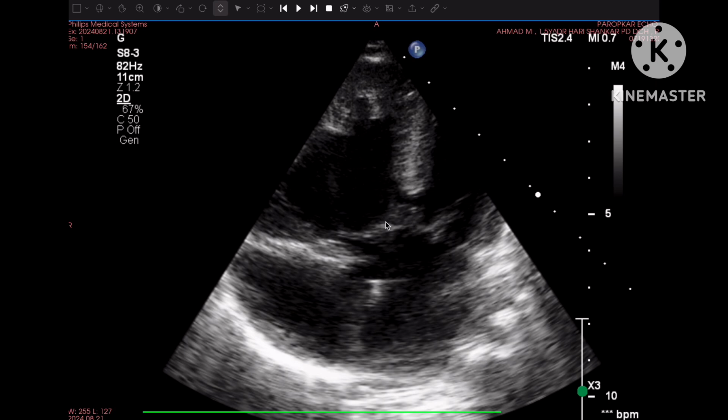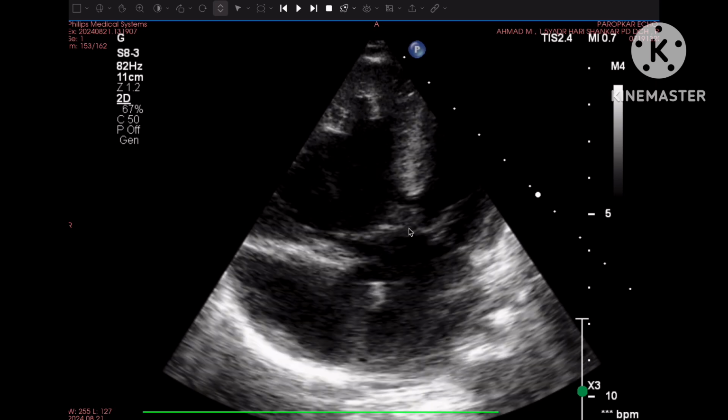That is the point to know. Interatrial septum, ASD, and then common AV valve. Interventricular septum, VSD, and then common AV valve. Whenever you find this type of scenario, that is called common AV septal defect. Common AV septal defect means this valve is common for both mitral and tricuspid valve.